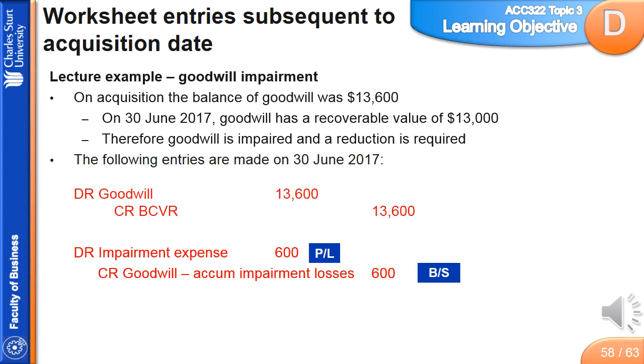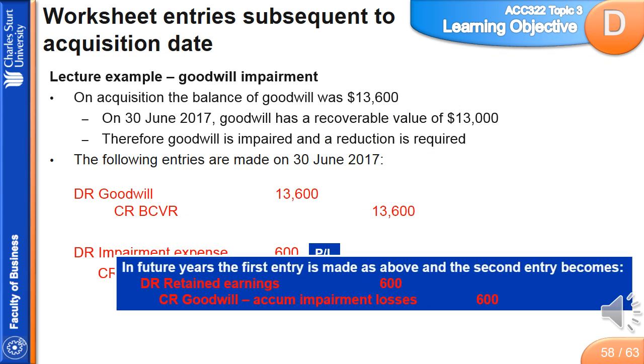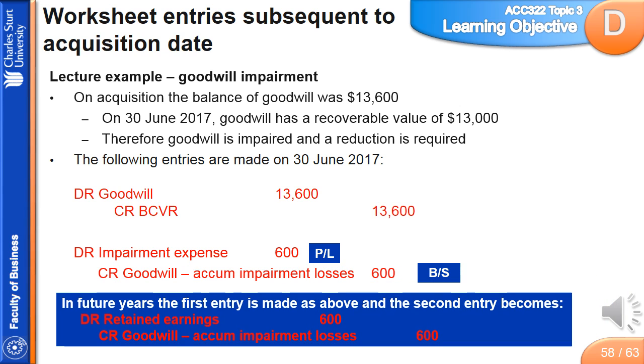And say in future years we would still need to record this impairment amount. However, because the impairment expense is a profit and loss account, we wouldn't use that account again. That would change to retained earnings, but all the other accounts would remain the same.